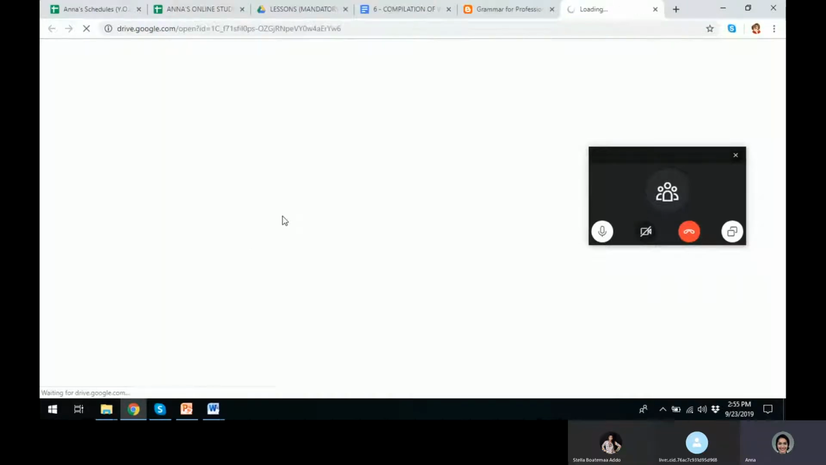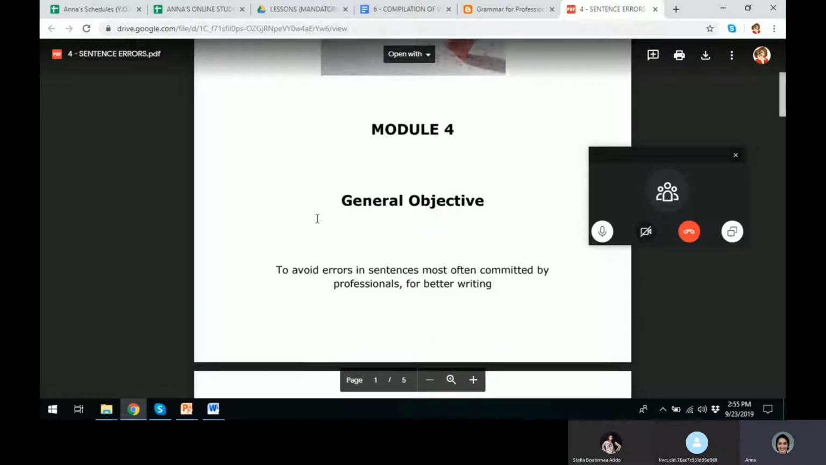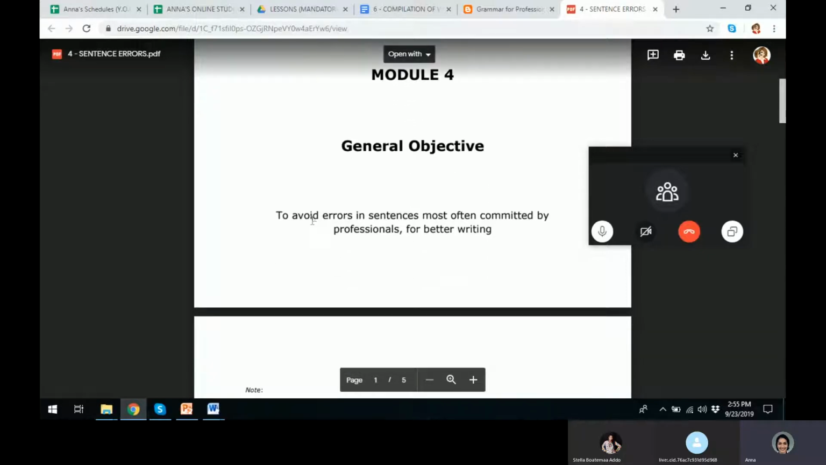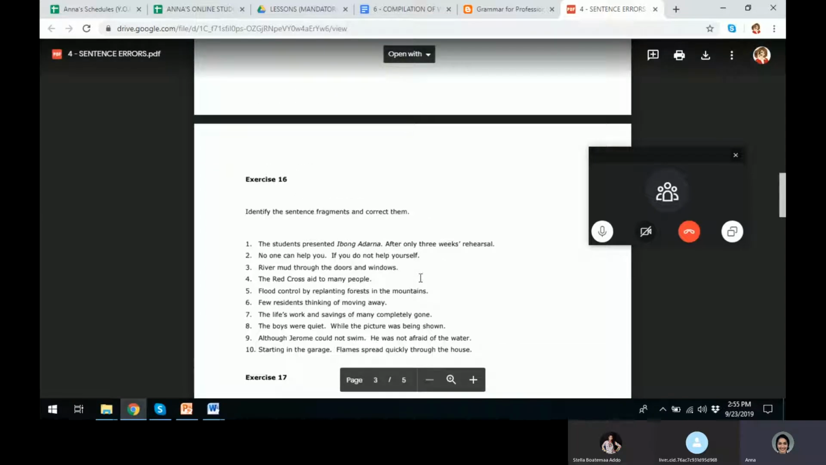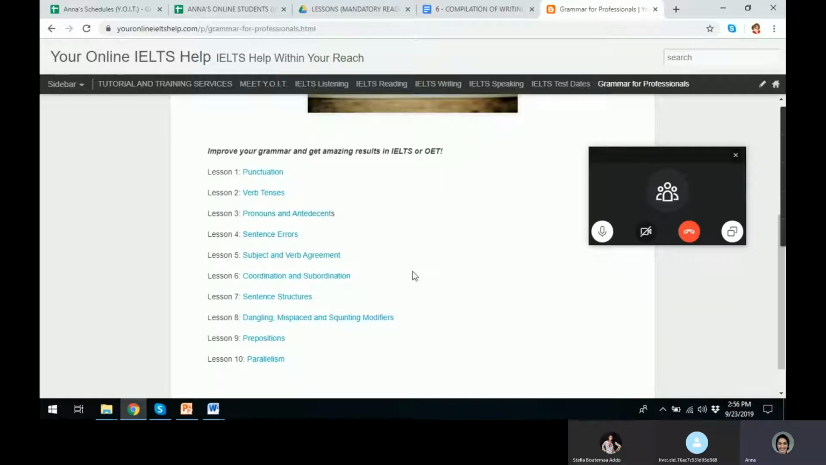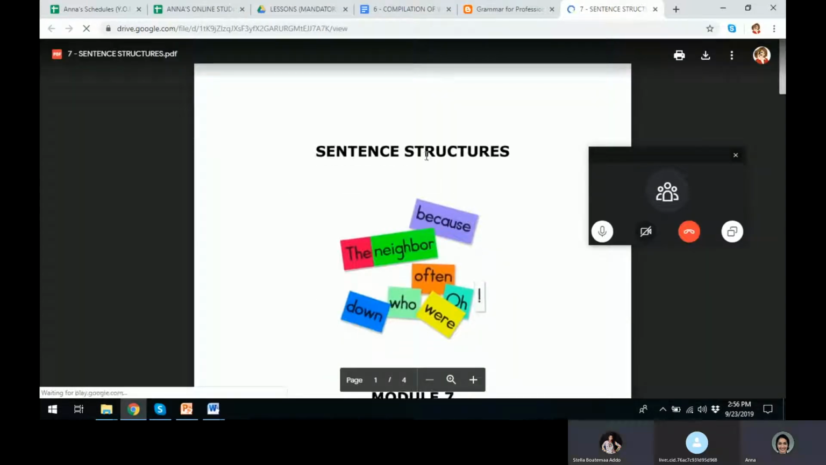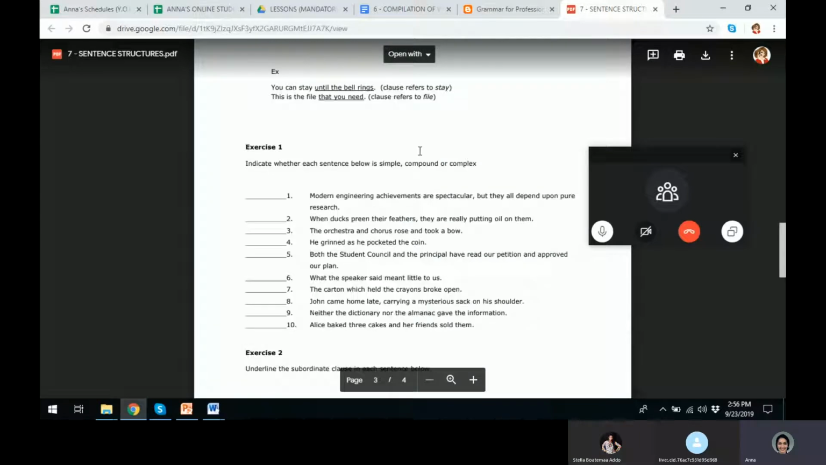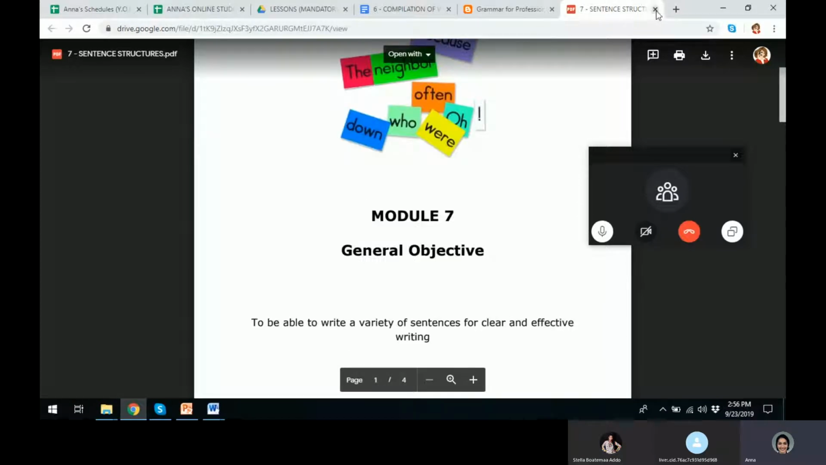If you click on that, you will see a lesson. You will be directed to my Google Drive material. So you already have access to this. You will see a lesson on fragments and a lesson on run-on sentences and some exercises that you can answer. If your problem, for instance, is sentence structures, you need to write complex sentences. If you click on that, you will be directed to my Google Drive once again. Same thing, lessons are there, exercises are there.